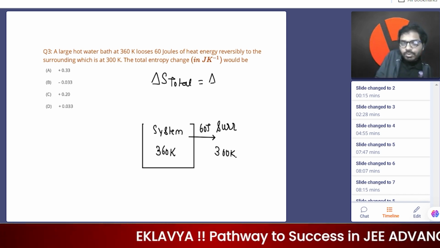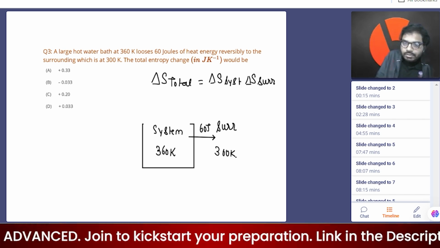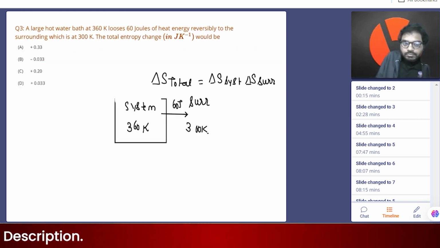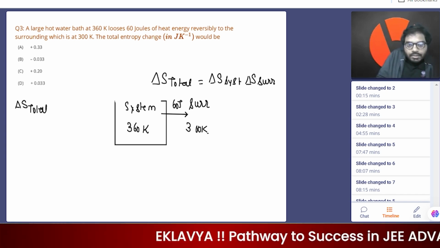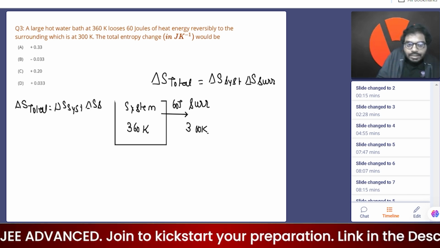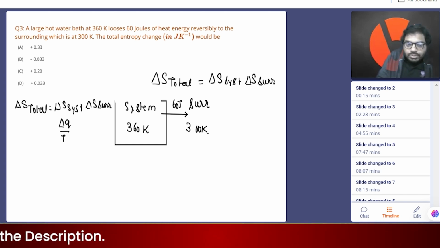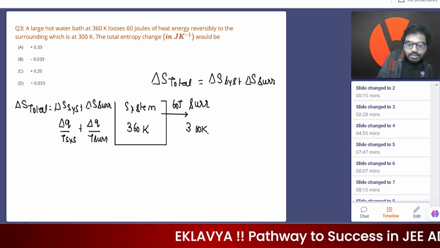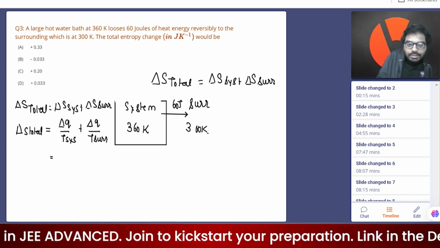As we know, the total entropy is equal to the entropy of the system plus the entropy of the surrounding. I can write here: total entropy is equal to entropy of the system plus entropy of the surrounding. We know that entropy is equal to change in heat upon temperature. So this is the temperature of the system, plus this is the temperature of the surrounding. In the question, they have given both values, so we will put these values and find it.